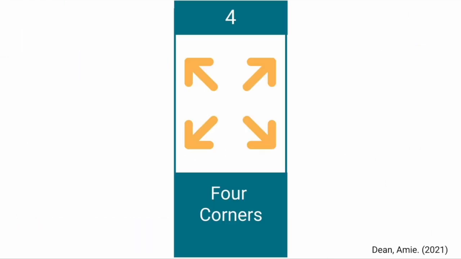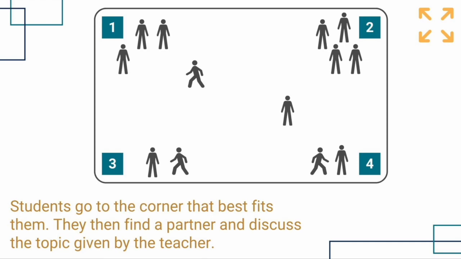The next strategy is called 4 corners. With this strategy, you designate 4 different corners in the classroom. Each corner will correspond to a response option to a question that you pose to the class. Each student chooses the option that they think best fits them. Once students have chosen a corner, you can ask students to pair up and either answer a question or discuss a topic of your choice.